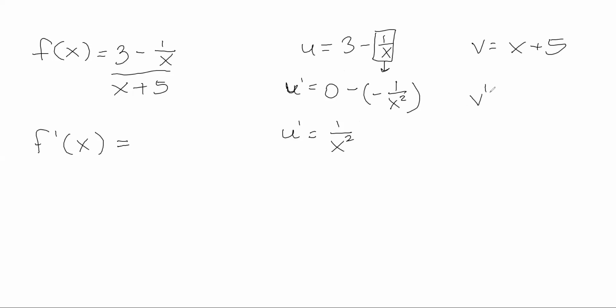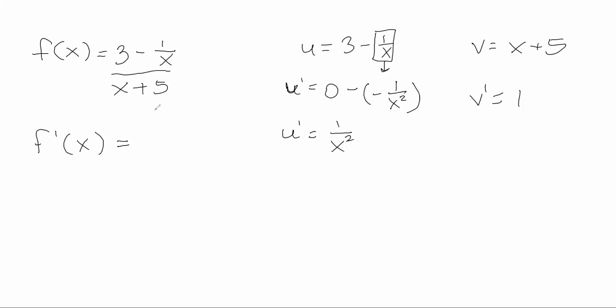Now we have to do the same for v, and v is a lot easier. Well, the derivative of x is always just going to be 1. If it's just a plain variable with no number being multiplied by it, the derivative is just 1. And of course, the derivative of 5 is going to be 0, just like the derivative of 3 was. So we have everything we need. We have a u, we have a v, we have a u prime, and we have a v prime.